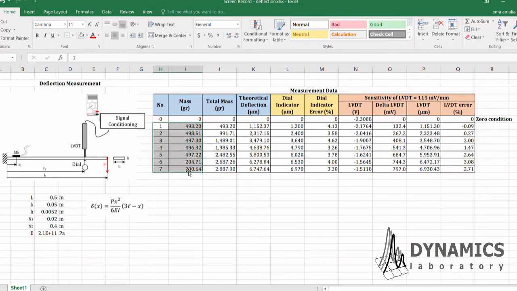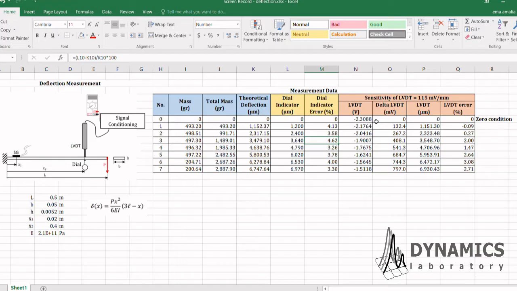In the measurement, I took 7 data with different mass. By knowing the total mass, we can calculate the theoretical beam deflection. I have already calculated before, and I'll write the calculation result on this column. Meanwhile, on the fourth column, you can see the measurement result from dial indicator. As a result, we can calculate the error by comparing dial indicator measurement result with theoretical deflection, and we get the maximum error is about 4.6%.